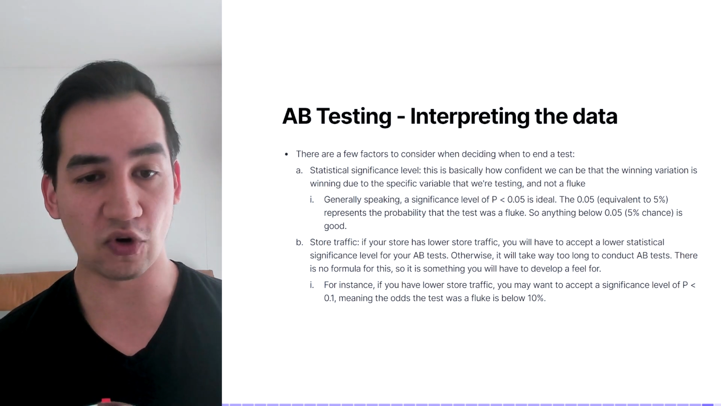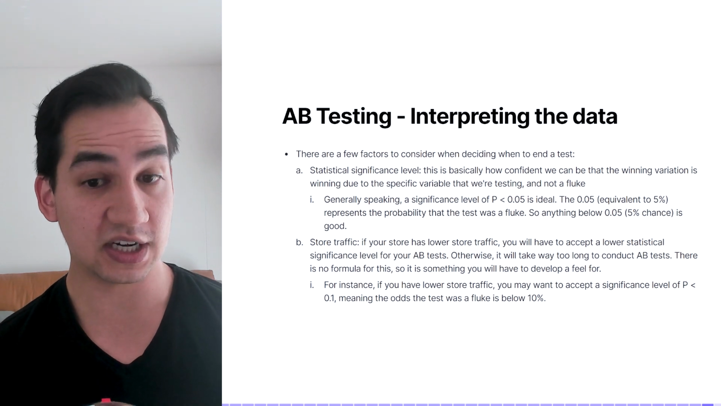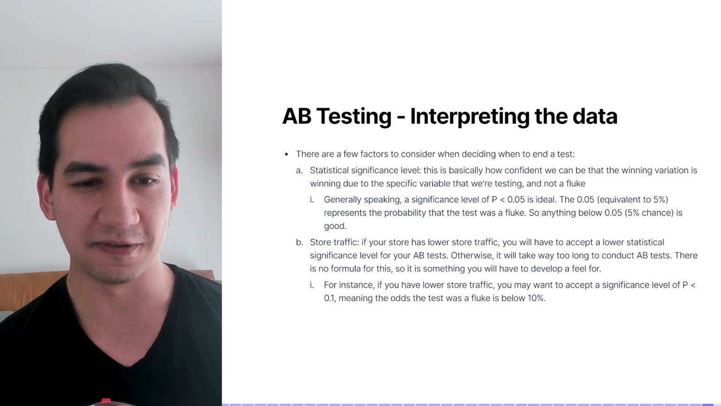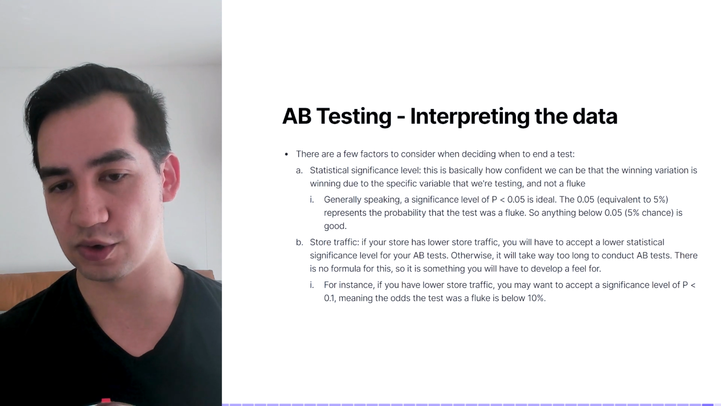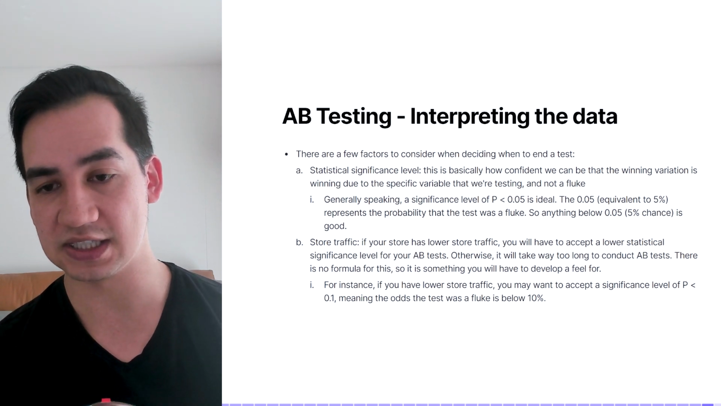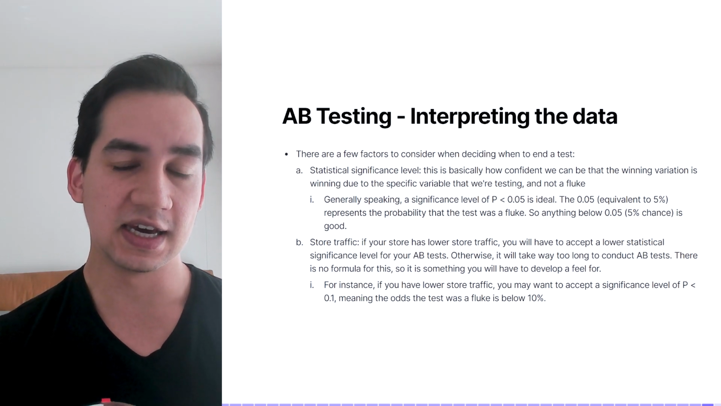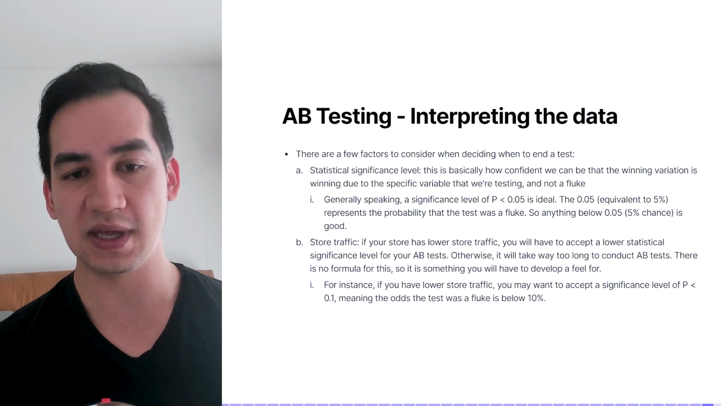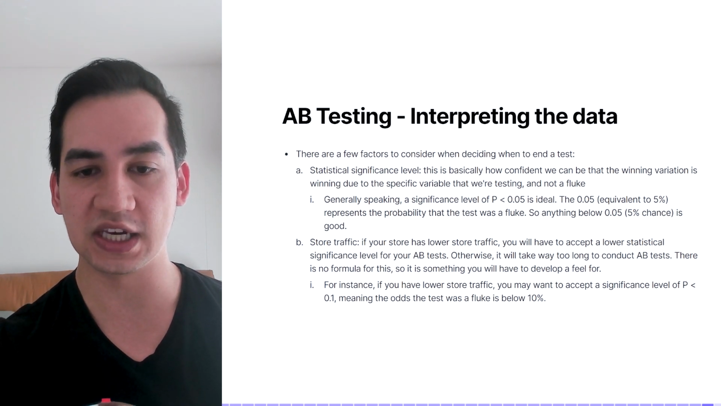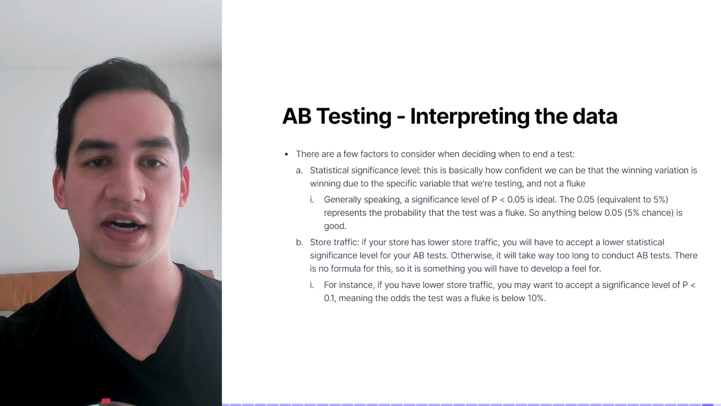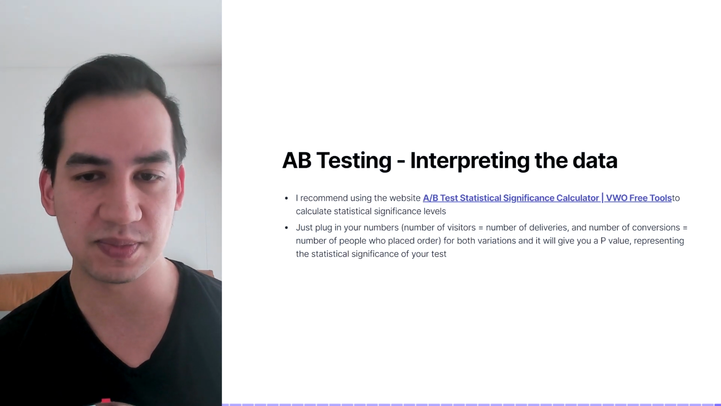There's no specific formula for this, so it's something you're going to have to develop an intuitive feel for. For instance, if you have lower store traffic, you may want to accept a significance level of p less than 0.1, meaning the odds that the test was a fluke is below 10%. Now let me show you how to figure out this p-value stuff.